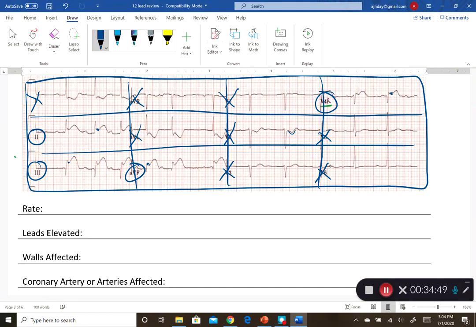So let's go ahead and figure out our rate. So my rate, I got 1, 2, 3, 4, 5, 6, 7, 8, 9, 10, 11.